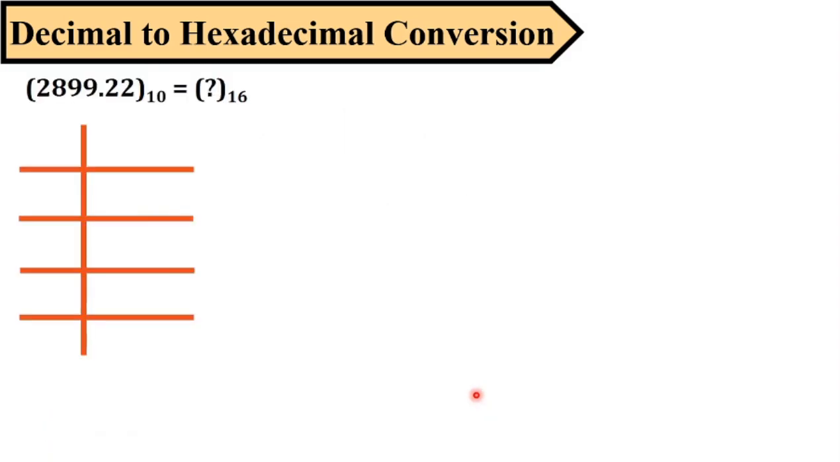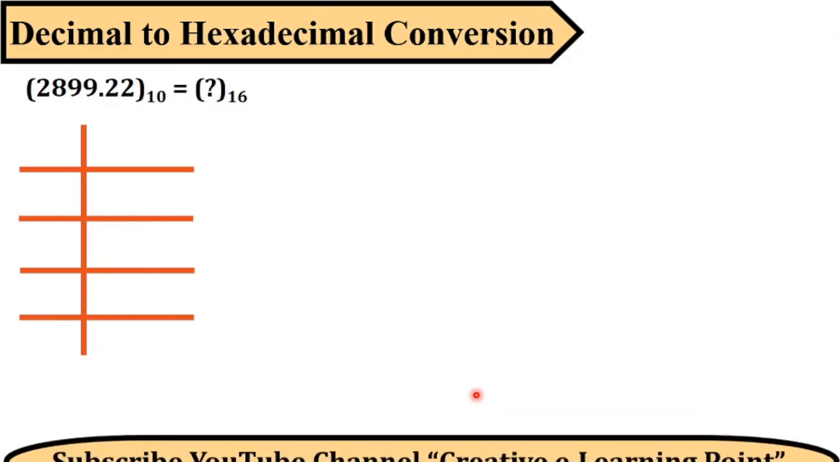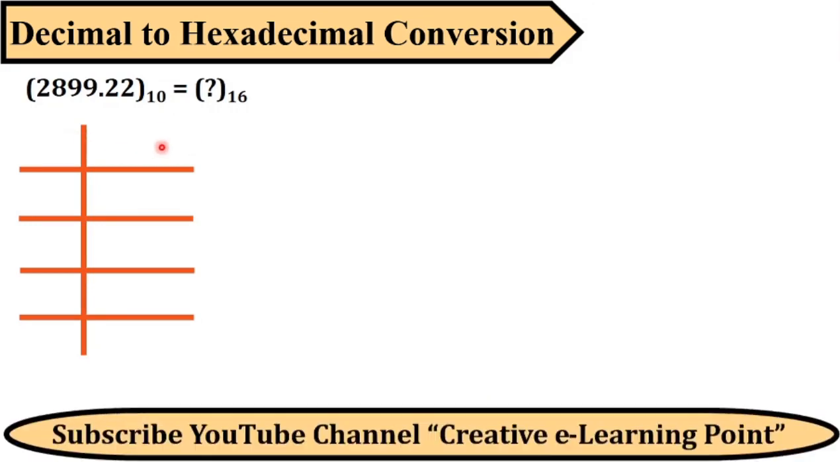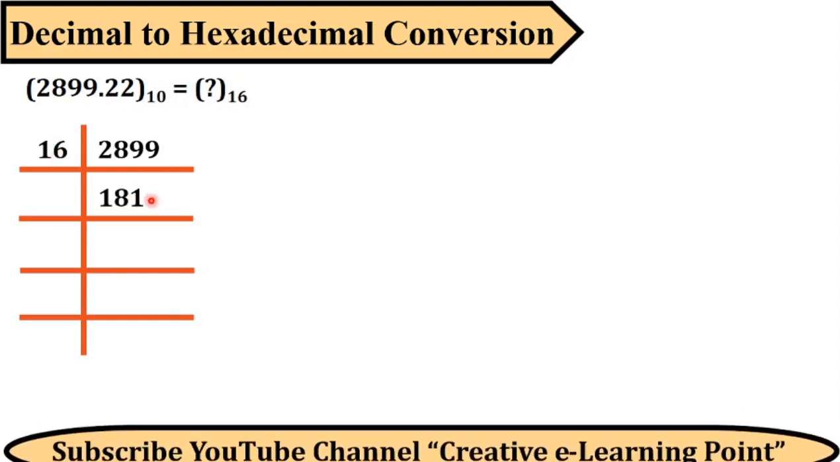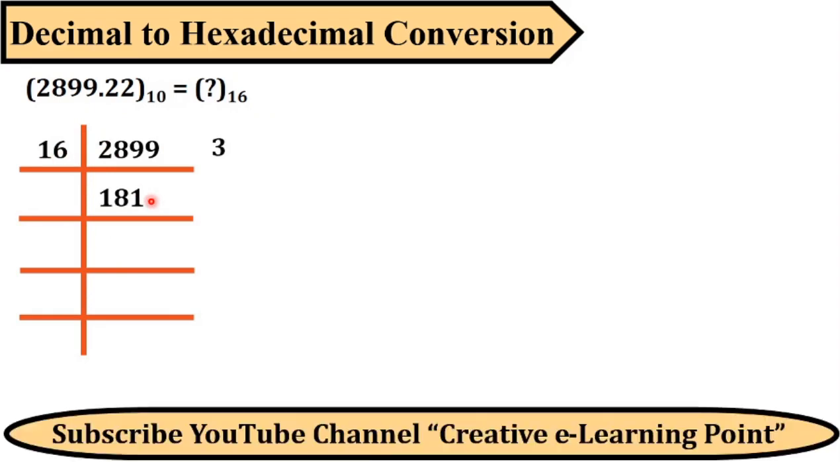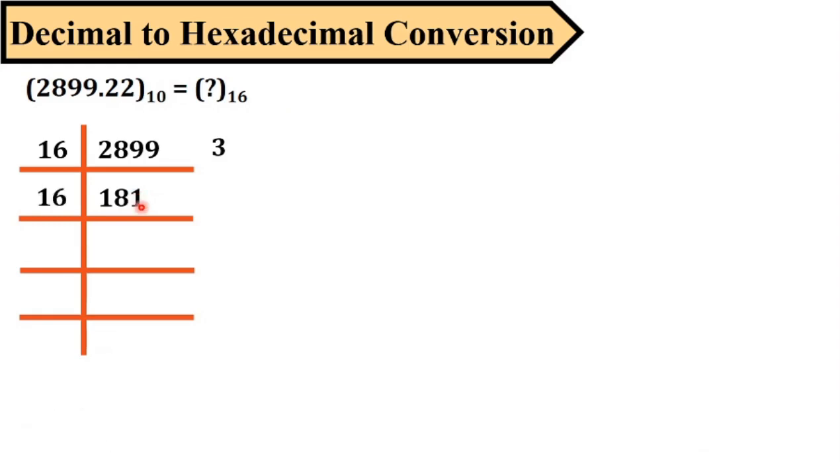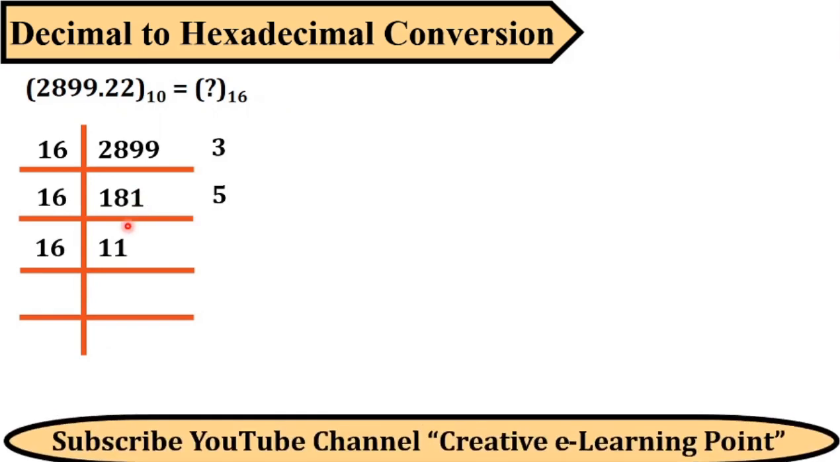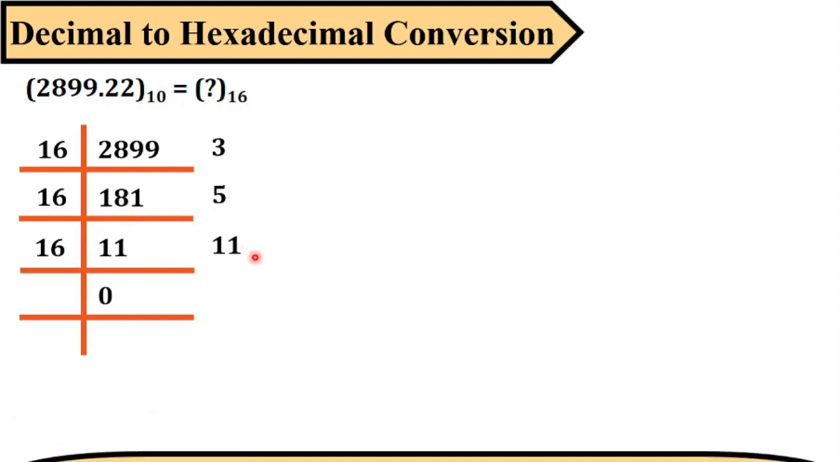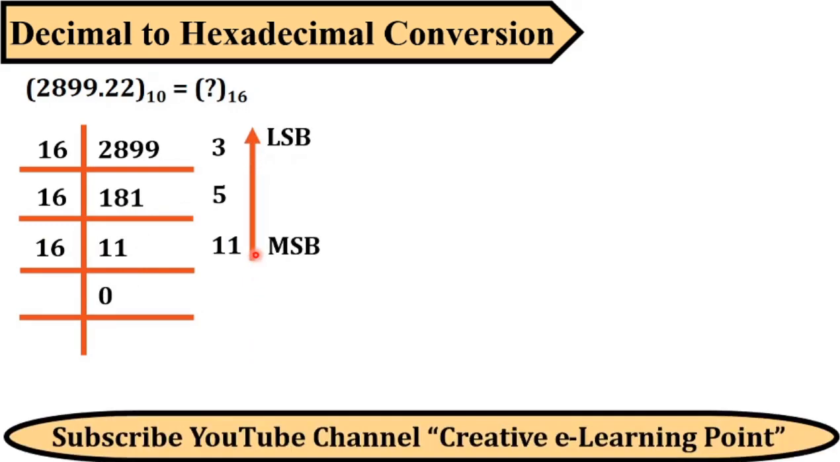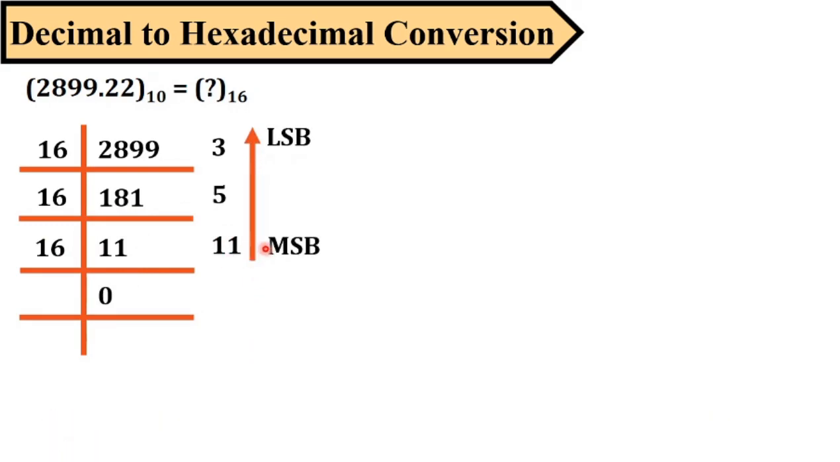Let's take fraction and integer together. Very first we are going to solve for the integer part. So we take 2899 and divide it by 16. We get quotient 181, remainder 3. Again we divide this 181 by 16. We get 11 and remainder 5. Finally 11 is indivisible, so we get 16 zeros are 0 and remainder 11. We collect this from downward to upward, where downward is the most significant bit.